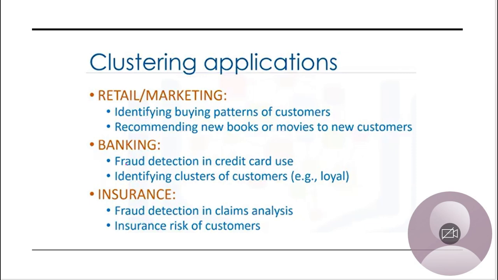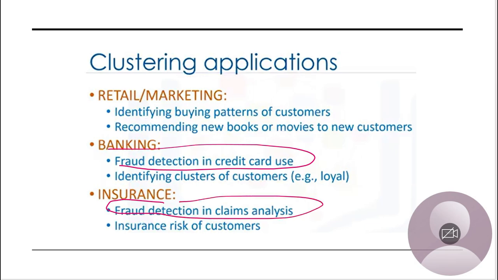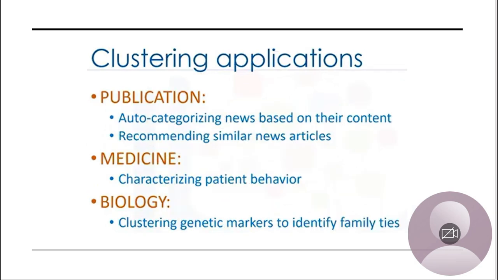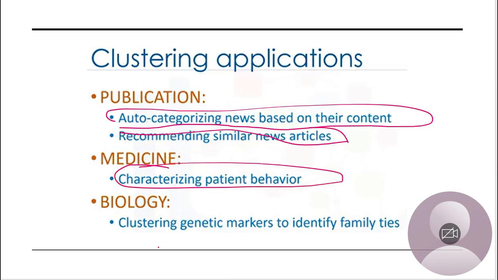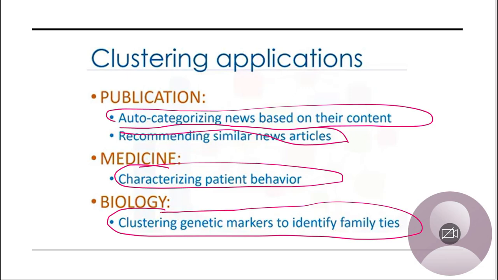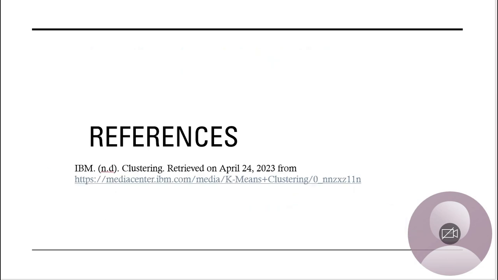Of course, banking: fraud detection, credit use. Insurance: fraud detection as well. Publication: you can auto-categorize the news based on the content. You can recommend news articles, just like I said. Medicine: you can characterize patient behavior. Biology: you can cluster genetic markers to identify family ties. So it has a lot of applications.